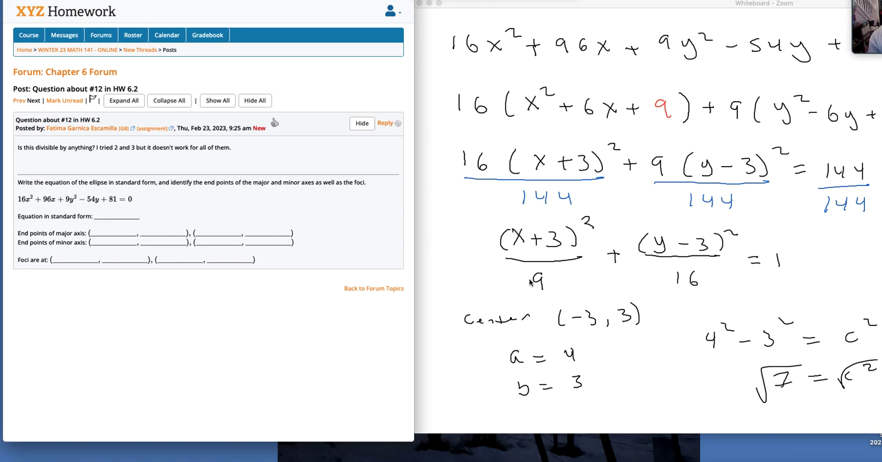The standard form thing, I think that's where they want you to write this 3 squared and 4 squared, which is silly, but that's what it wants.